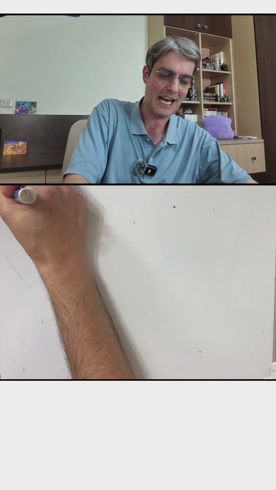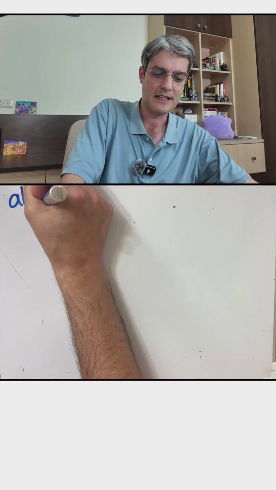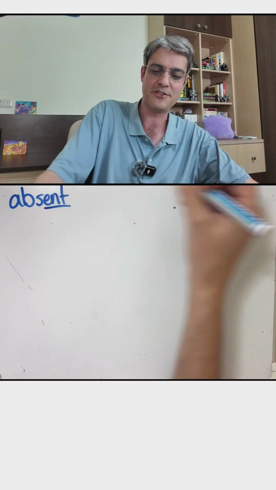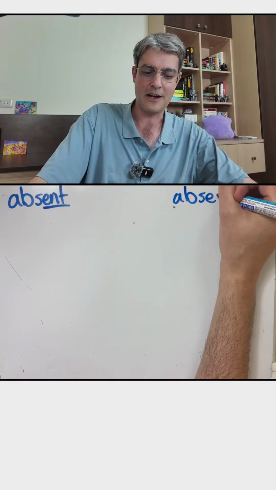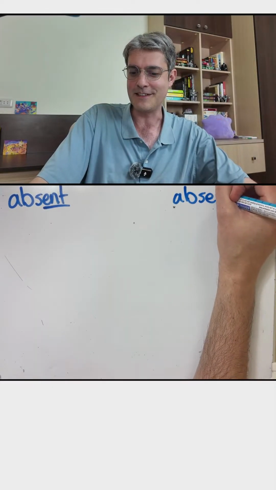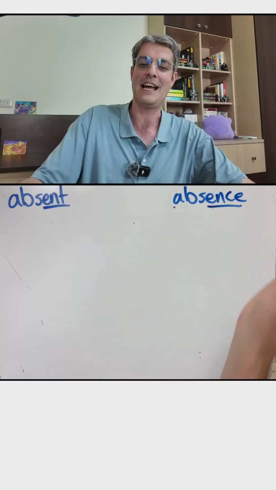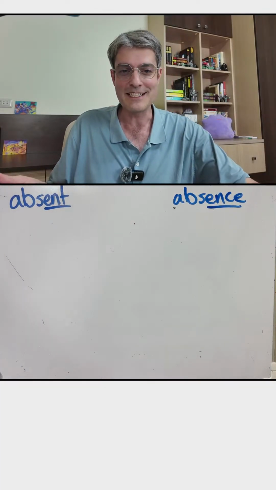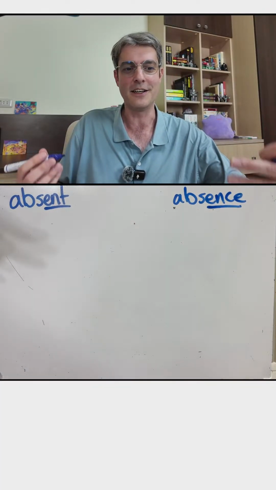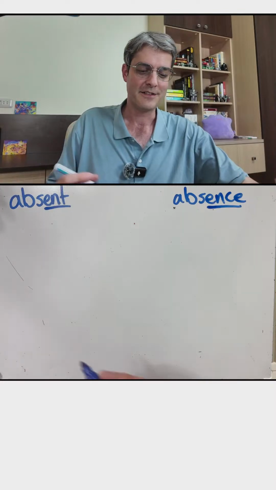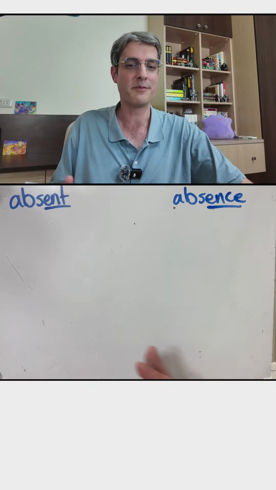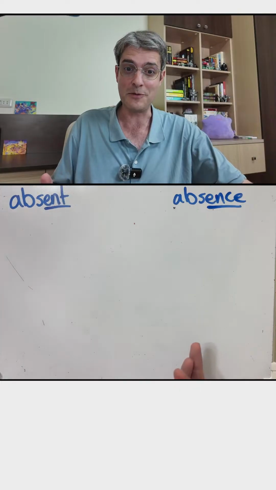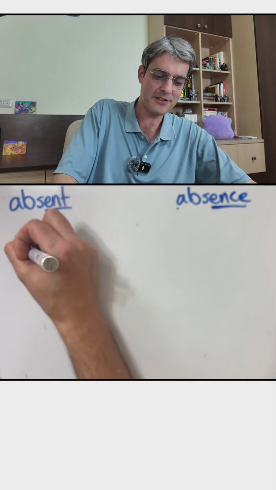And the next one we got is absent. Absent, our adjective, and absence. All right, absence right there, ENCE. And this just means not present or the state of not being present. So you could be absent from school, absent from work. You didn't show up. Maybe you were sick. Maybe you were skipping.